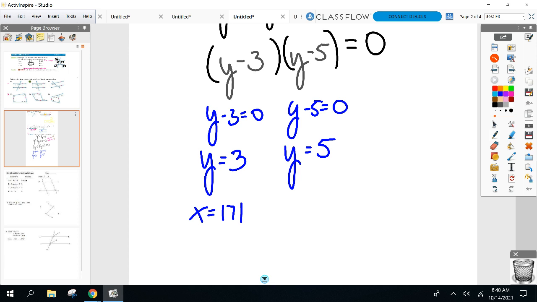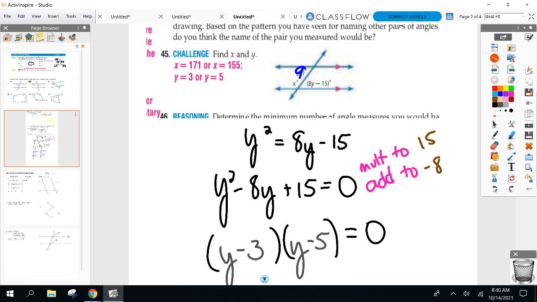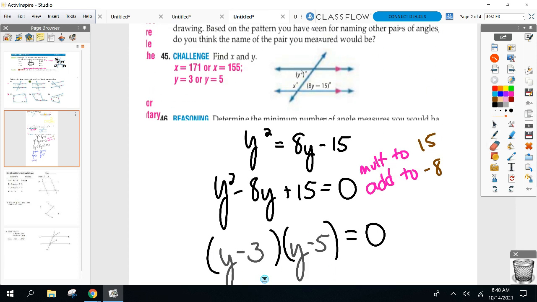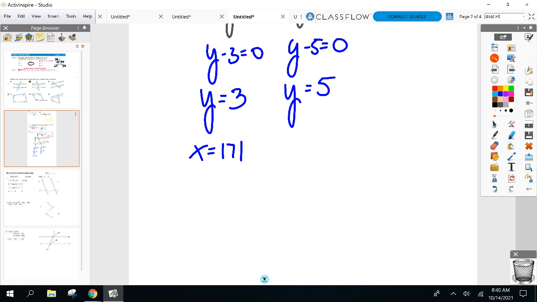Y could also be 5, though. So what's this angle now? 25. 5 squared. Now what's x have to be if it's supplementary to it? 155. So when y is 5, your x value would be 155. That's why there were 2 possibilities of x and y's.